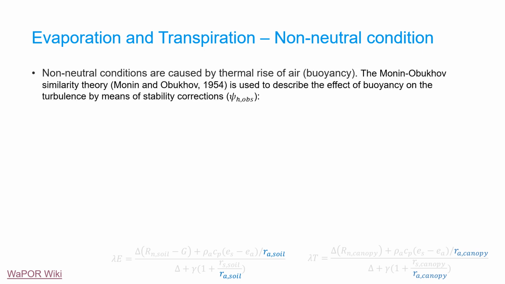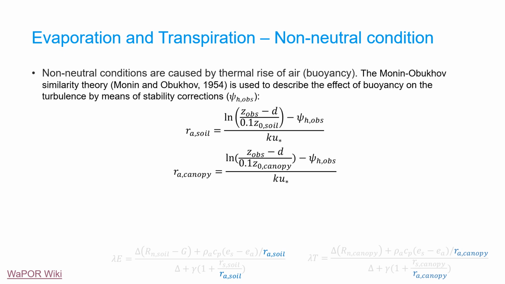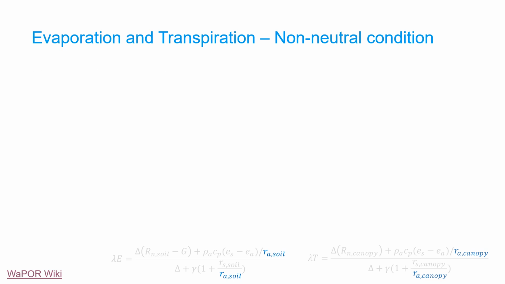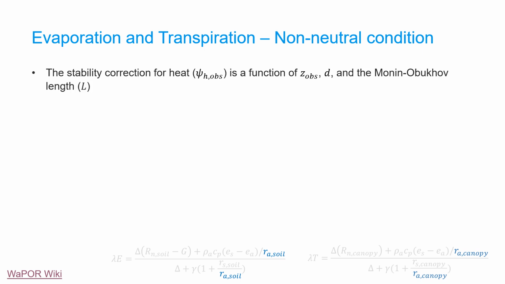Non-neutral conditions are caused by buoyancy or thermal rise of air. The effect is described by the Monin-Obukhov similarity theory by means of stability corrections. These stability corrections for heat are a function of obstacle height, displacement height, and Monin-Obukhov length.